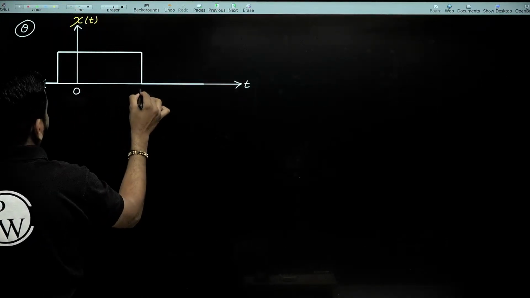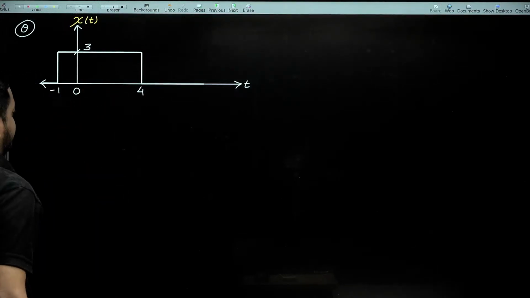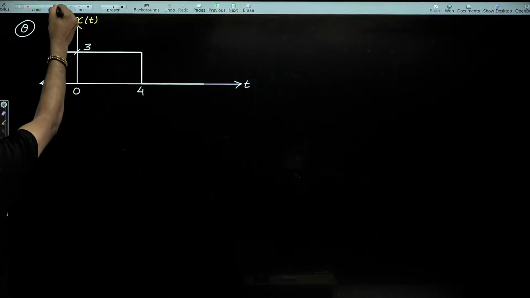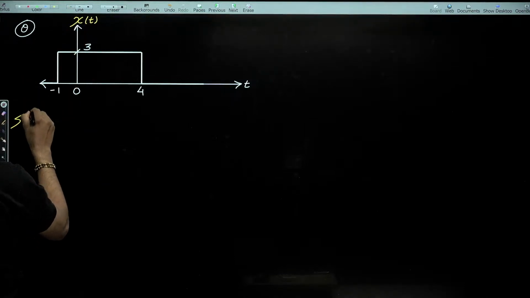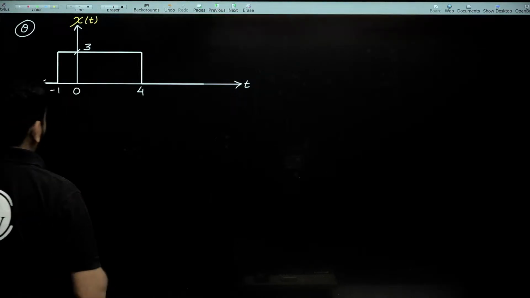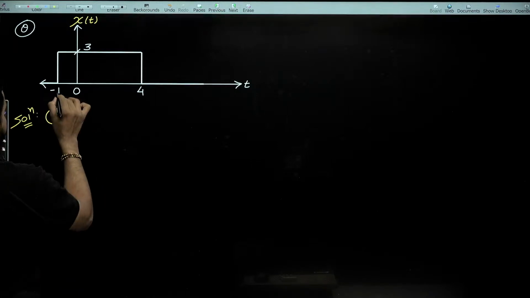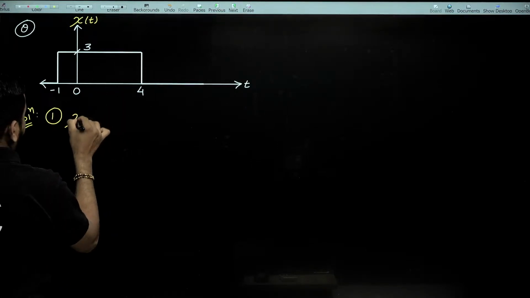Zero is 4 minus 1. Suppose amplitude is 3, guys. Amplitude is 3. So first you have to write the mathematical expression for this. The first option is both right sided. So this is right sided, this is right sided. Then x of t will be right sided.